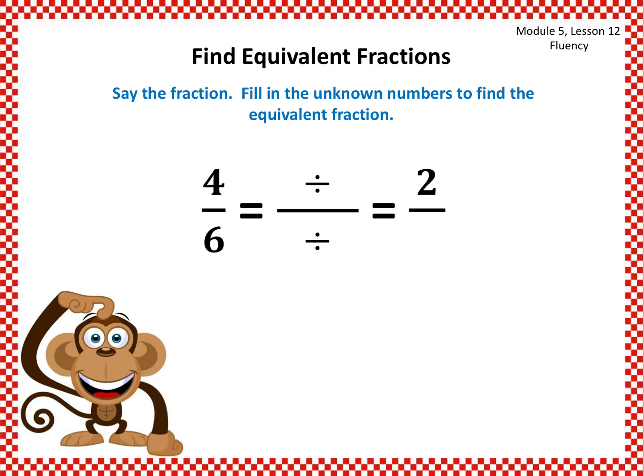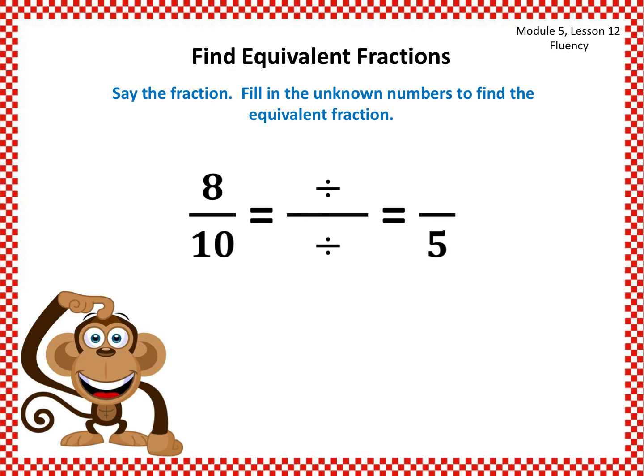We're going to figure out what we're doing here. So we're in the numerator, we went from 4 to a 2. So we need to think, well, what did I divide by to do that? Well, I divided by 2 because I know that 4 divided by 2 is 2. If I did it to the top, I have to do it to the bottom. 6 divided by 2 is 3. So I now know that 4/6 is equivalent to 2/3.